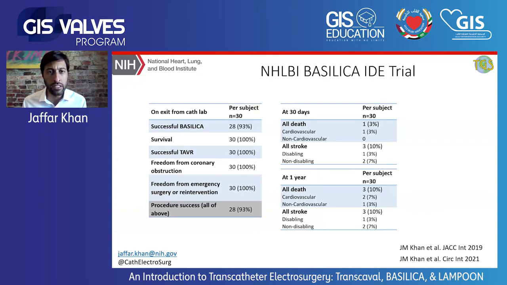So where does the evidence come from? We performed an FDA early feasibility study in 30 patients who were all at high risk of coronary obstruction. BASILICA was successful in 28 of those 30 patients, and survival, freedom from obstruction, and freedom from an emergency intervention were very good.